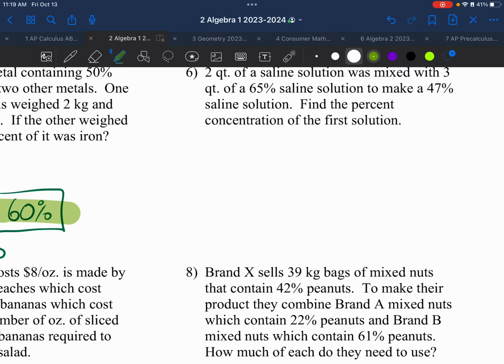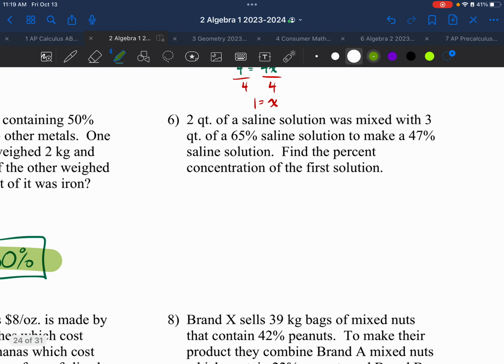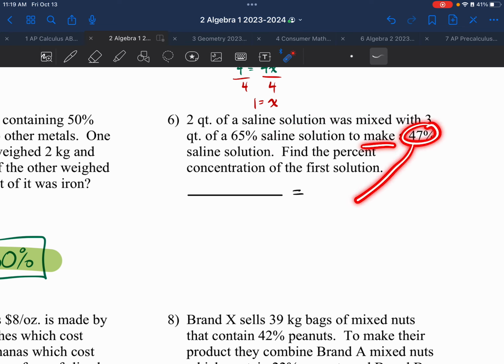Number 2, very similar. We have 2 quarts of a saline solution, and that's being mixed. So that's one of the 2 components. So let's go ahead and make our fraction. We're going to say that this is equal to the final solution. What's the final solution? It says 47% is the saline solution that we're trying to make. We're making the final. So 47% is going to come down here. We're going to say that this is 47.